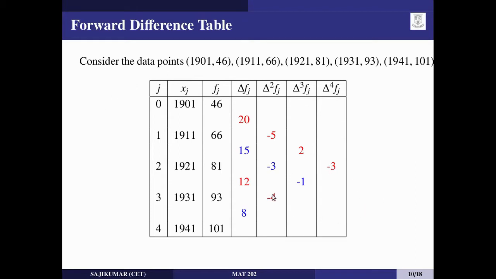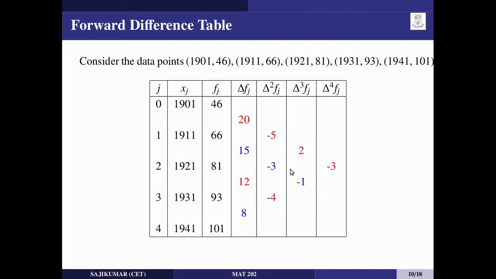Now, after completing this computation of higher order differences, we can see a pattern in the higher order difference table. The first difference and higher order differences of 46 will lie in a forward sloping straight line. 20, minus 5, 2, minus 3 are the first difference and higher order differences of 46. So this 20 is delta 46, this is delta square 46, that is minus 5, delta cube 46 is 2, and delta raised to 4 46 is minus 3.